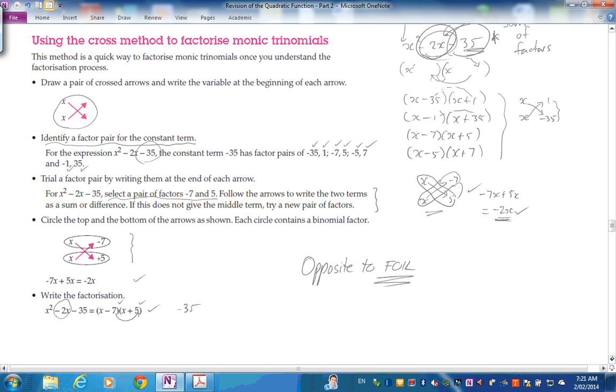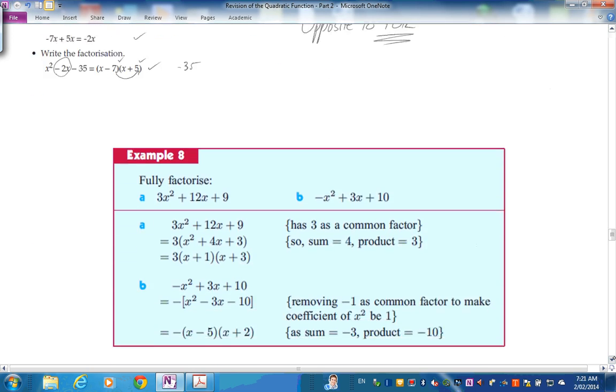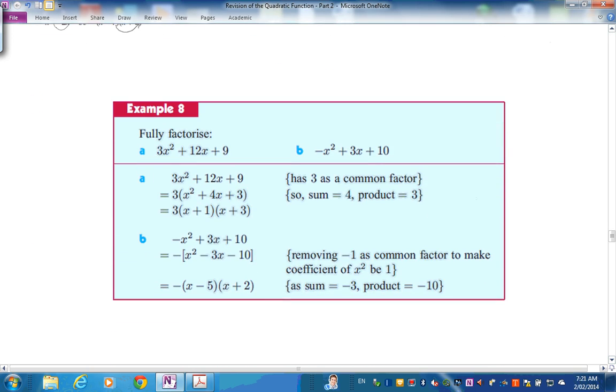Right, you want to have a go? Let's have a go with some here. Right, so what we're going to do, don't forget to take out a common factor. So here, 3 goes into all of them. So put that out the front. Then what do you multiply 3 by to get 3x squared? You need an x squared. Then 3 times 4x gives 12x. 3 times 3 gives 9.